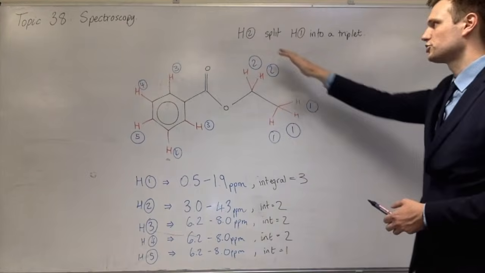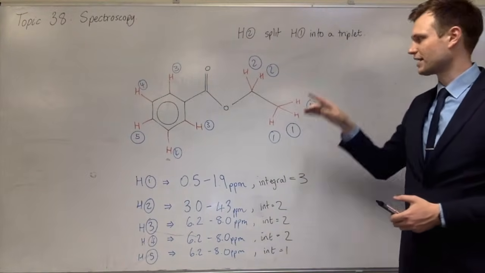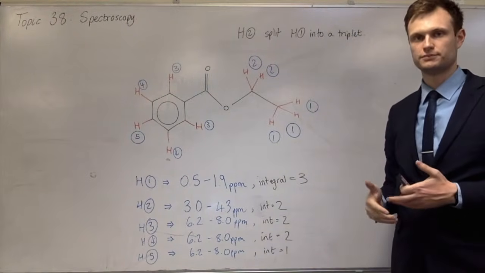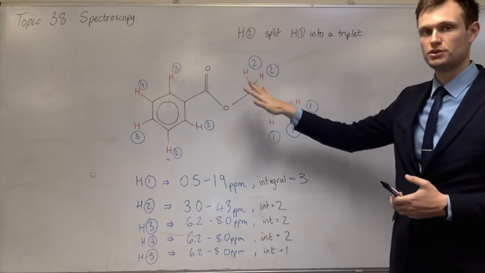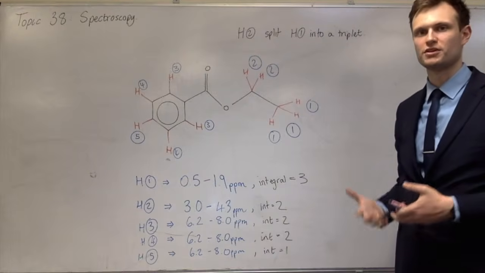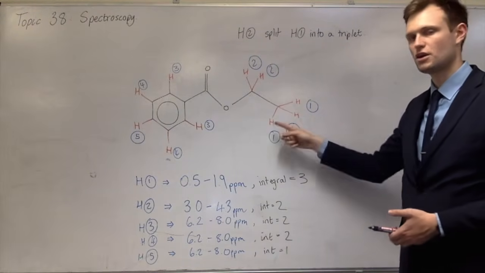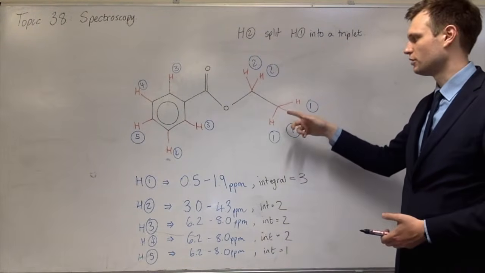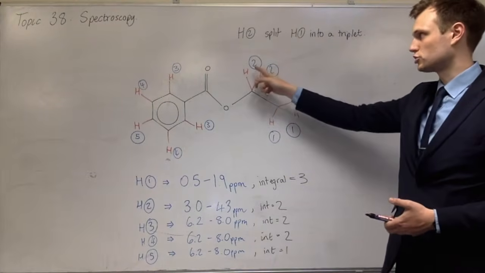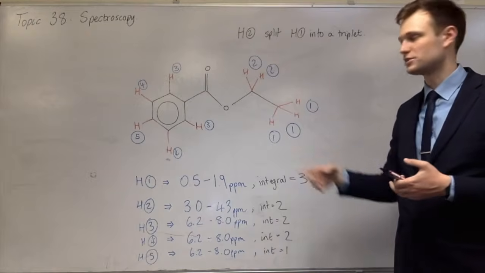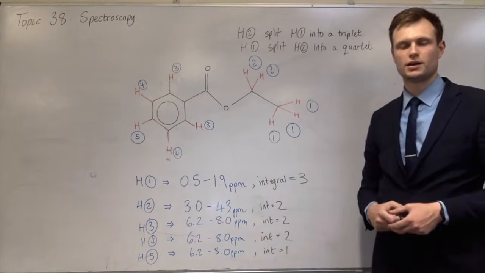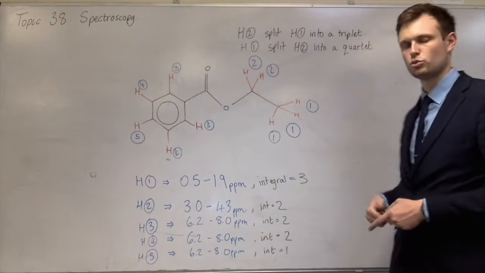So I've written up there that H2, so these, split H1 into a triplet. And then also, H1 are going to split H2 into a quartet. So remember, it's 1 more than the number of hydrogens which are splitting them. And so there's 3 hydrogens, so H2 is going to be split into a quartet because it's been split 3 times by these 3 hydrogens. And I'll draw out what I mean by a triplet and a quartet in a minute.